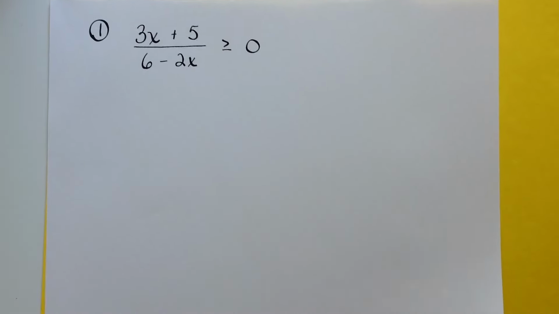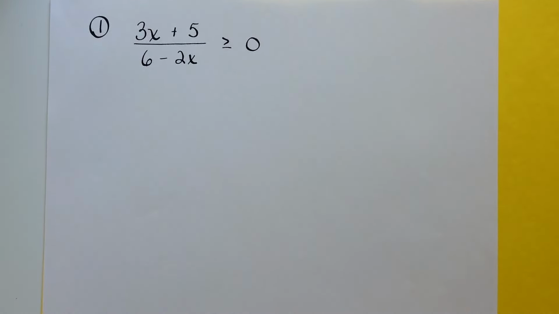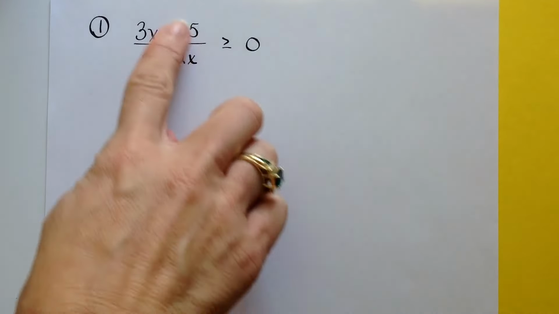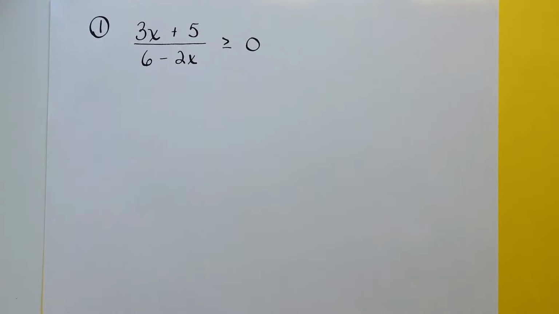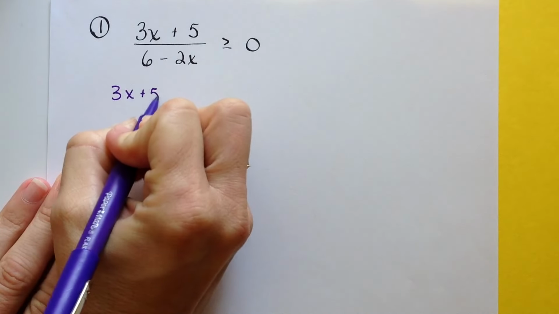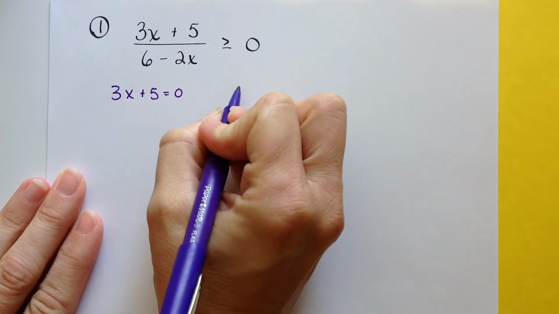Okay, so the first one that we're going to look at, this one's actually set up exactly how it needs to be set up. We do have 0 on one side, and this side is just the single fraction. So you don't have to worry about step 1. Step 2 is to set numerator and denominator equal to 0. So I take my numerator and my denominator.